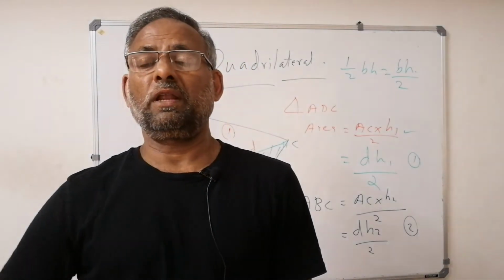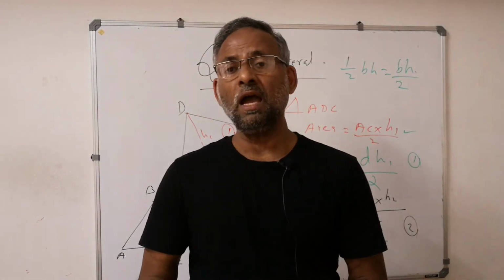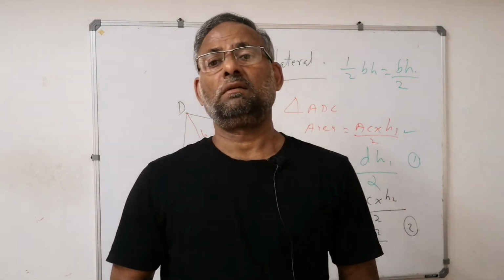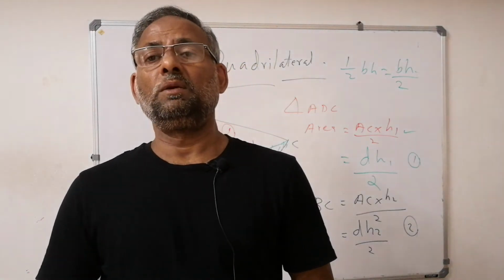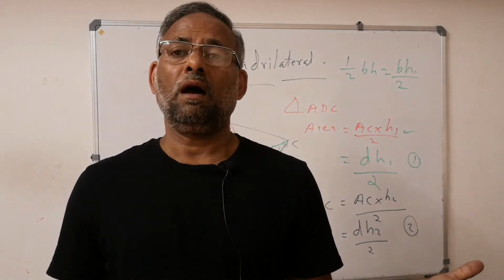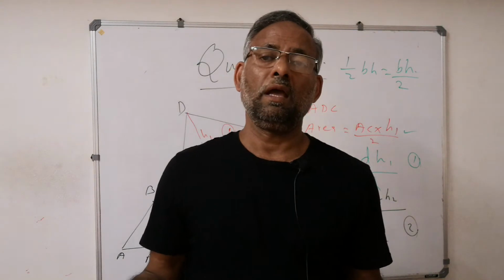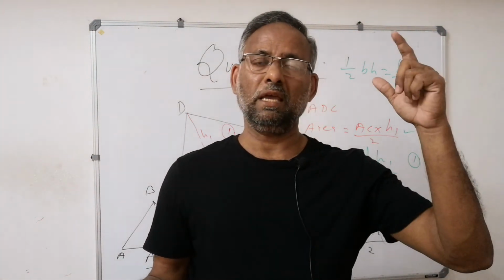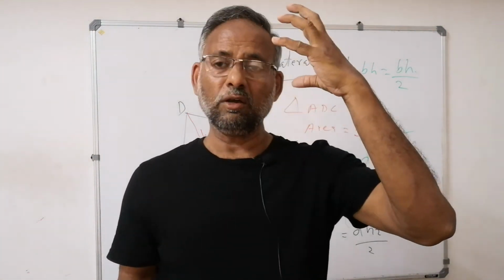What was the formula for the area of a trapezium? I think half is there. Then half h into a plus b. Half h into a plus b. You know what is a? What is b?